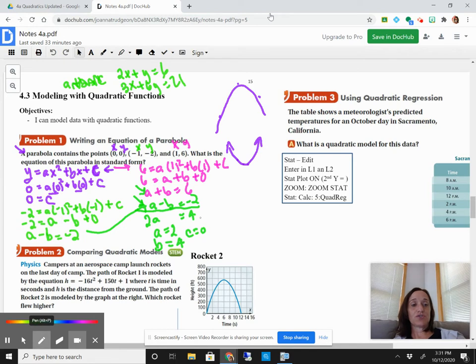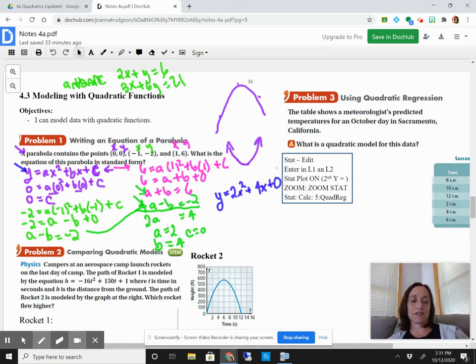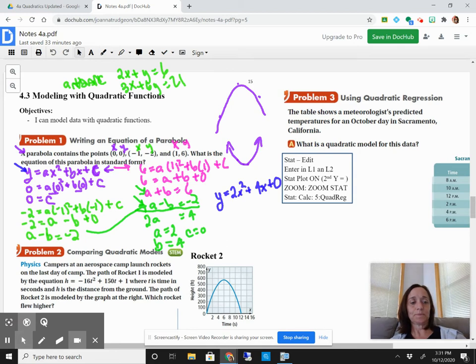So it wanted us to find the equation in standard form. So standard form, again, is this equation right here. So my equation is y equals, A is 2, 2x squared plus B is 4, 4x plus 0. You don't really have to write the 0 for C, but I did there anyway.